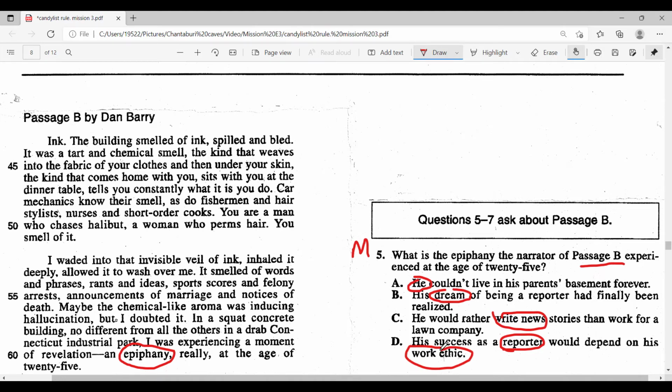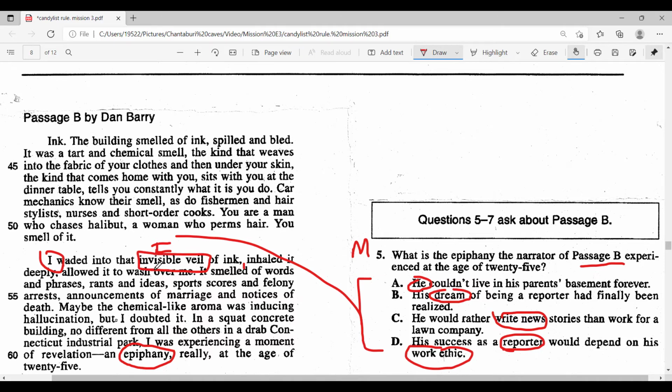So what we want to do is just simply match these answer choices here to the topic sentence, and here we have our topic sentence with the comma. I waded into an invisible veil of ink. That's an independent clause, so we're going to focus on this part here. It's I and invisible ink.